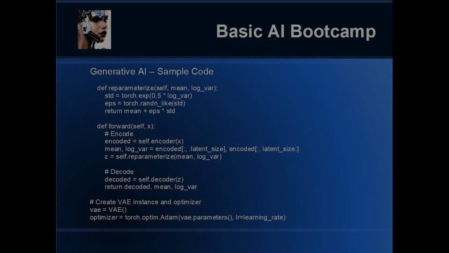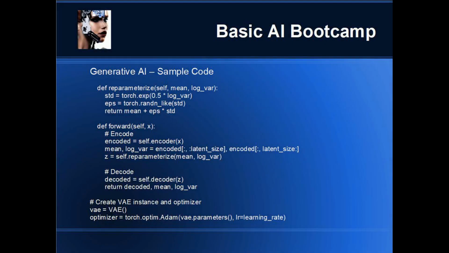The so-called reparameterization trick, implemented in the reparameterize method, will sample from the latent space using the mean and log variance. The forward method combines the encoder and decoder to take input, encode it into the latent space, sample the latent space, and decode it back. And we create an instance of the model using Adam to optimize it, stochastic gradient descent for all you math geeks, but there are other optimizers as well.